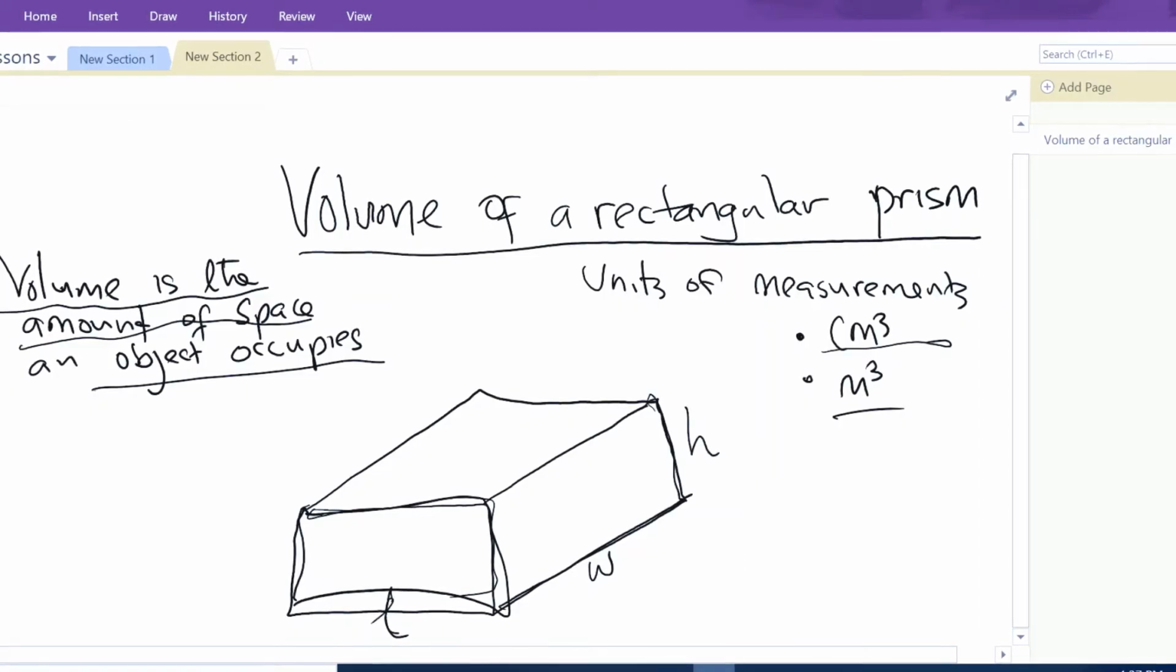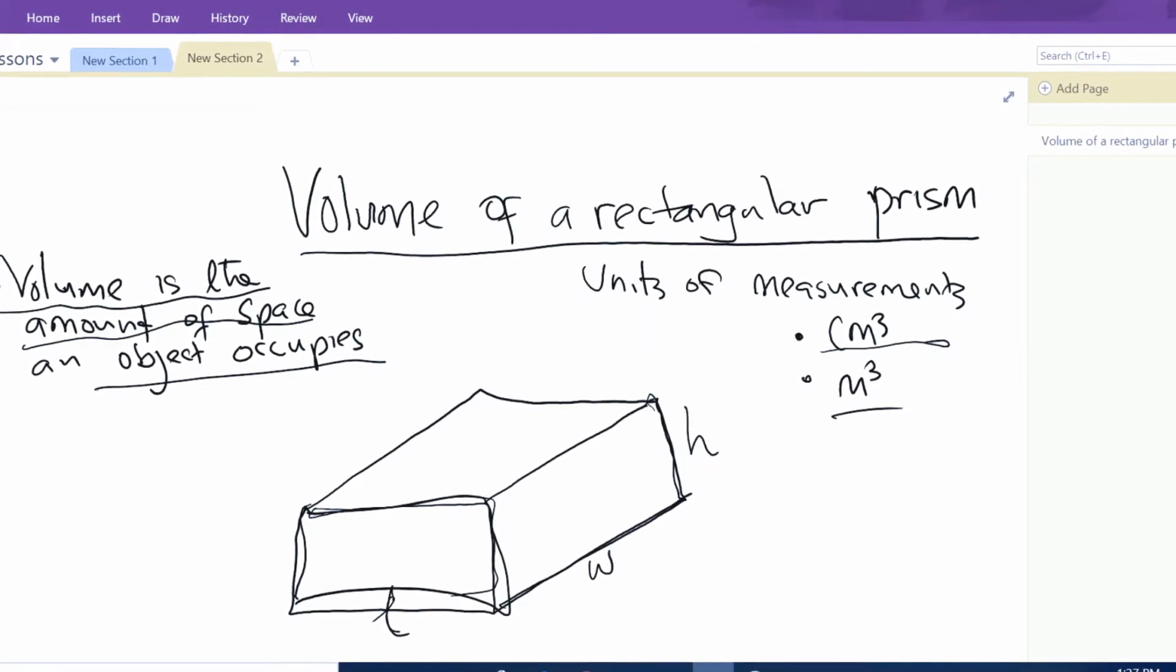Hello everyone, I'm Siyad Maalim from SOMA Academy, and today I'm going to show you how to find the volume of a rectangular prism.